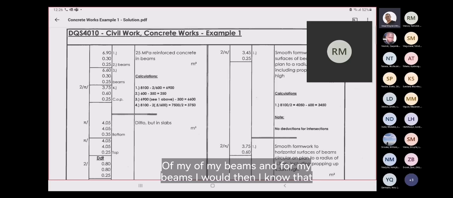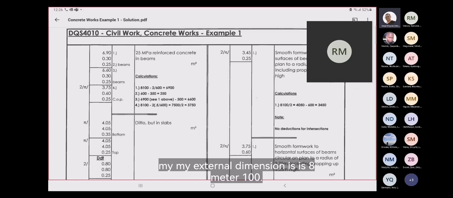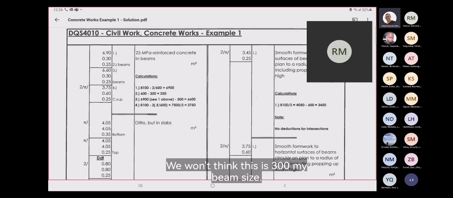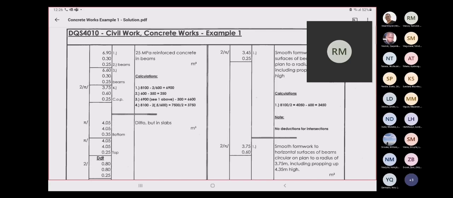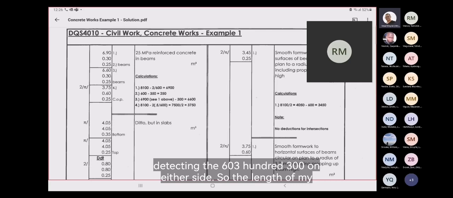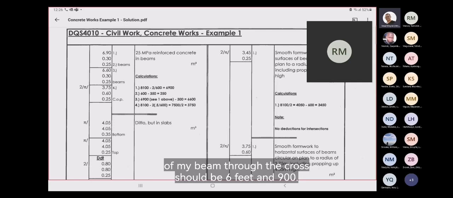For my beams, I know that my external dimension is 8 meter 100. My wall thickness is 300. My beam size is given to us as 300. So I now need to indicate where this would go from, deducting the 600, 300 and 300 on either side. So the length of my beam through the cross would be 6 meter 900.